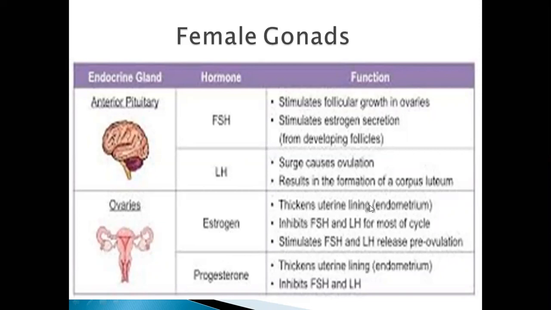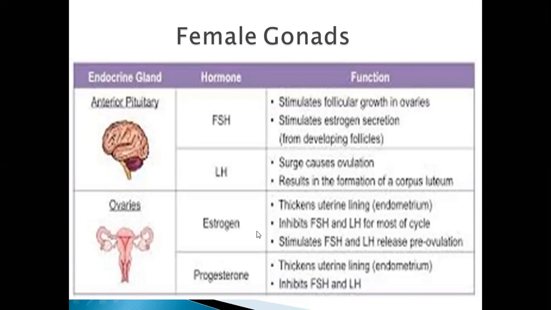Estrogen is a hormone whose function is thickening the uterine lining, the endometrium. These are the walls of the uterus, which is present here. Next, estrogen inhibits follicle stimulating hormone and luteinizing hormone for most of the cycle. So estrogen is also inhibiting the function of these two hormones.